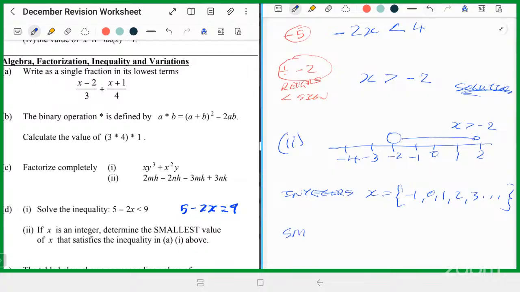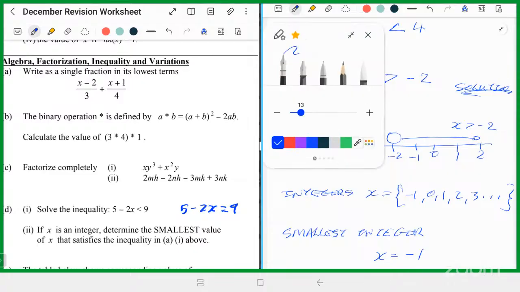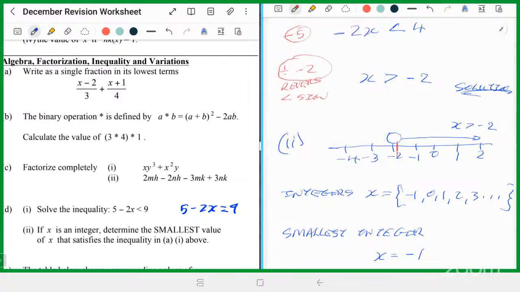So the smallest integer is x equals negative 1. If x was not an integer, then you could take any value, for example negative 1.9 here, or negative 1.8 or negative 1.5. Any value that is greater than negative 2 could work. Because it's an integer, the first integer that is greater than negative 2 is negative 1. That's why that is the answer.